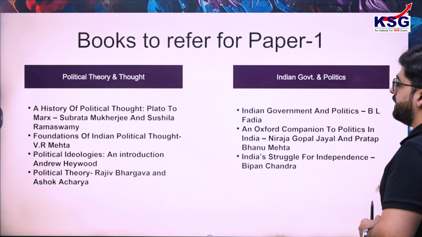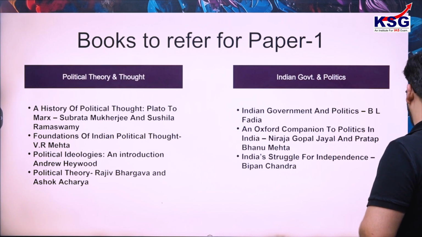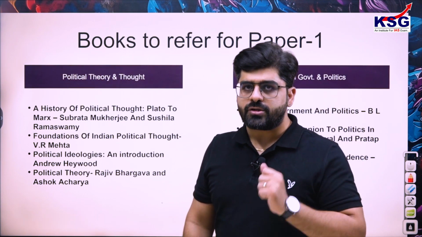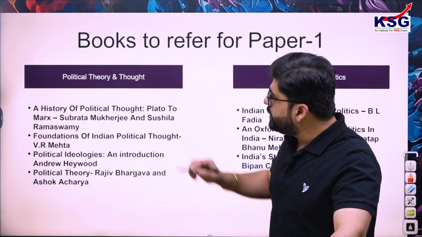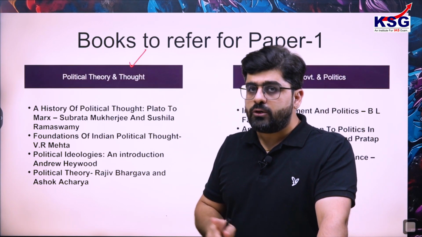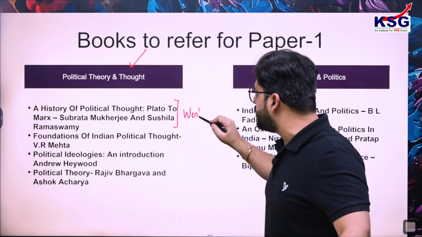Now, paper 1 is divided into two parts: political theory and political thought, and the second is the Indian government and politics part. We have different book lists for both of the sections. For paper 1, I have taken 4 books here as a part of your reference material, and I'll tell you how these 4 books can be used for different portions of paper 1. Paper 1 part A can be divided into 4 subparts. The first subpart is Western political thought.